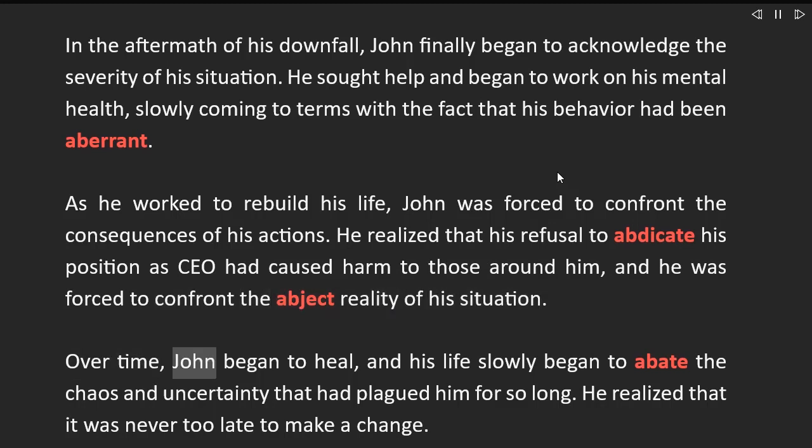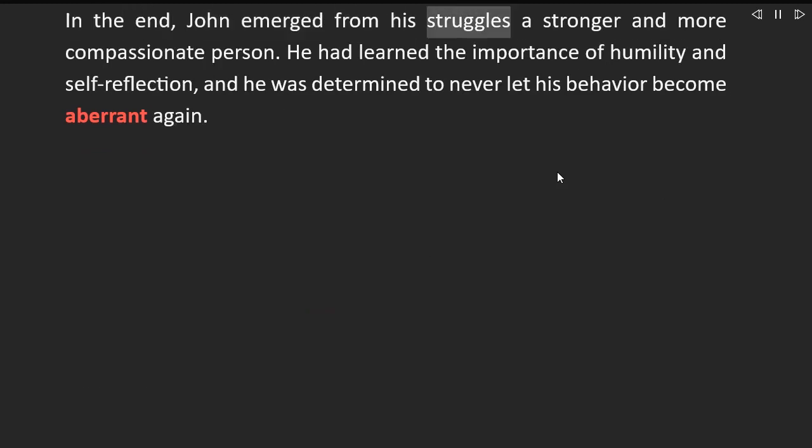Over time, John began to heal, and his life slowly began to abate the chaos and uncertainty that had plagued him for so long. He realized that it was never too late to make a change. In the end, John emerged from his struggles a stronger and more compassionate person. He had learned the importance of humility and self-reflection, and he was determined to never let his behavior become aberrant again.